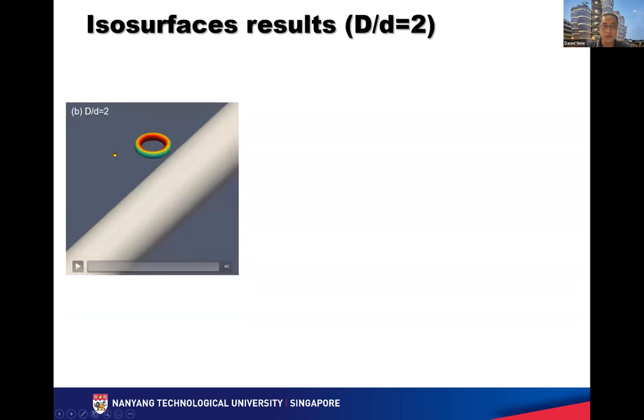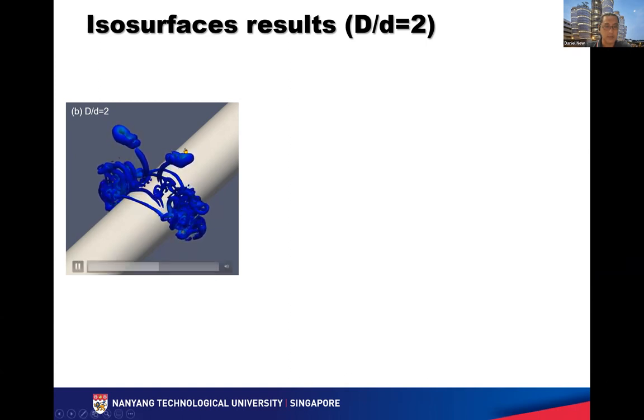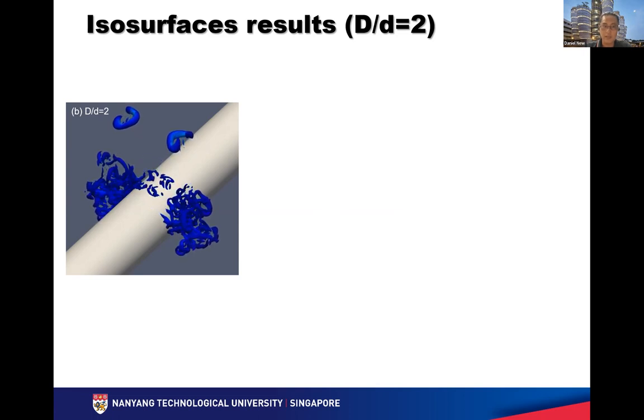Okay. For the diameter ratio of two cylinder, this is what we get. So the ring collides with the round cylinder in this case. And as you can see, the non-uniform formation of the vortex rings, of the secondary vortex rings, the tertiary vortex rings, gets even more intense. And we do see this formation of the vortex ringlets. And these vortex ringlets actually move upstream, just like what we're seeing in the experimental results.